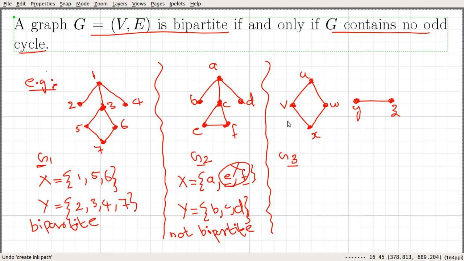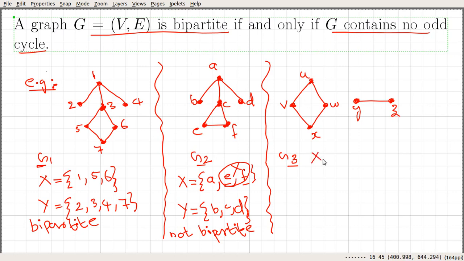Okay, so this is component 1 and this is component 2. So in order for a disconnected graph to be bipartite, each component should be bipartite. Let's look into each component one at a time, and after that we will build a bipartition for the whole graph. Let's consider the first component.